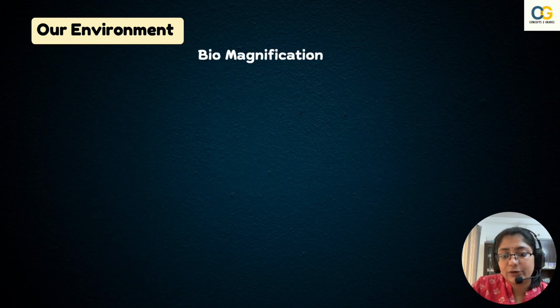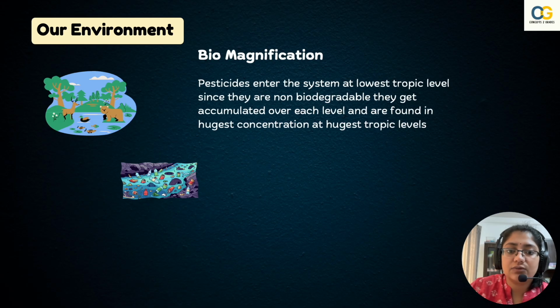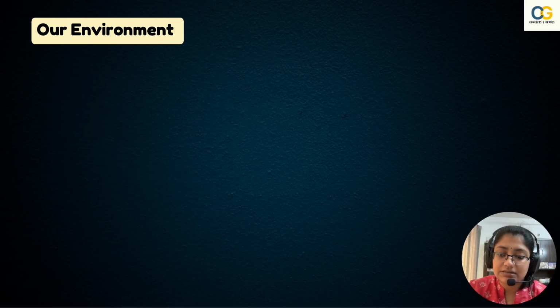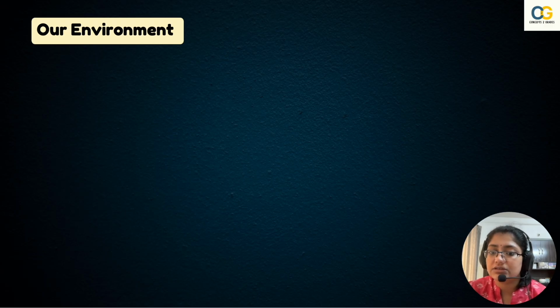So now coming to biomagnification, here what happens is pesticides enter into the system at the lowest trophic level, which is grass or plants. Since they are not biodegradable, they don't get released with that energy which is getting lost in the 10% rule. They get accumulated at each level and are found in highest concentration at the highest trophic levels. So this process is called biomagnification, where it goes to the highest trophic level and stays there.